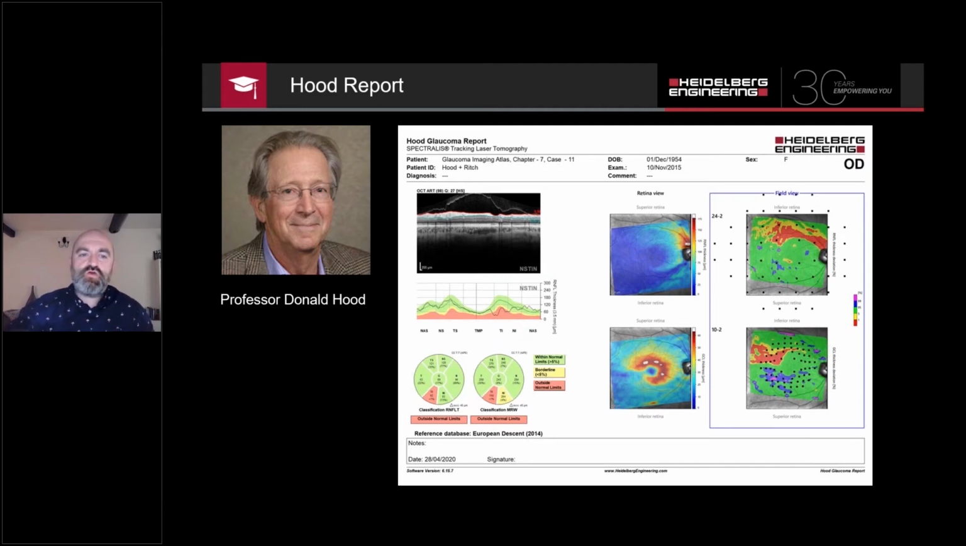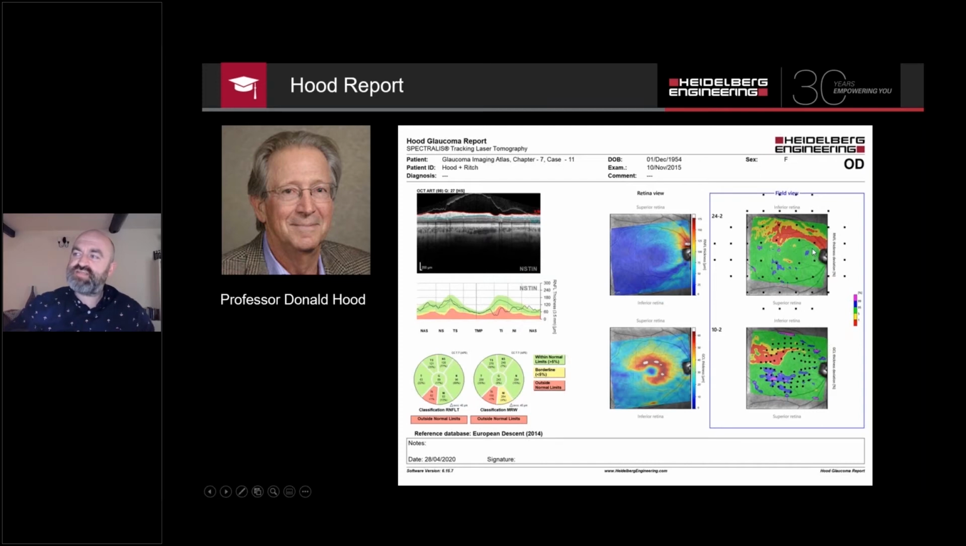Now, just for the sake of time, I'll just quickly describe the Hood report to you. You, of course, have the normative data down the left-hand side of the screen there. But what I really want to draw your attention to is the thickness of the RNFL around the macula on this central panel and the thickness of the ganglion cell layer. Now, what the Hood report does is it actually flips those thickness maps the other way around and then puts a simulated visual field plot over the top of that thickness information.